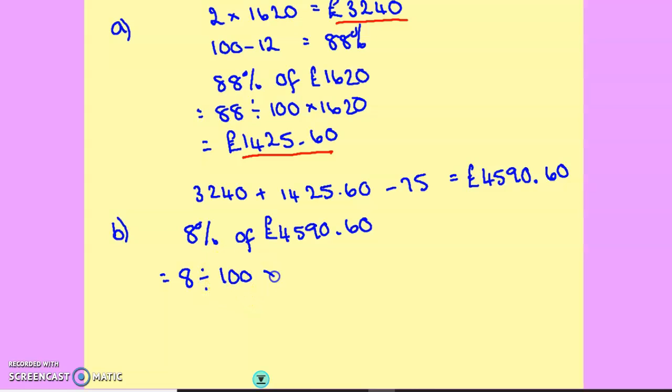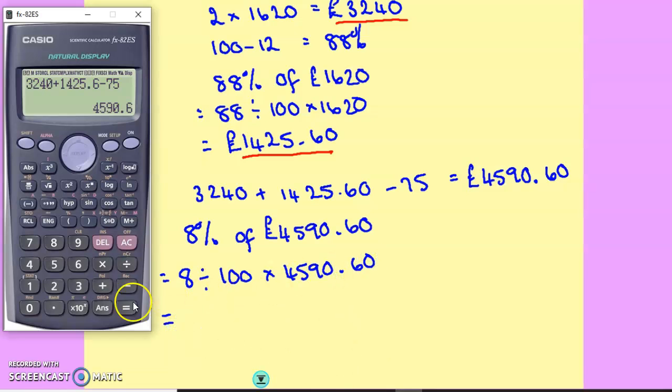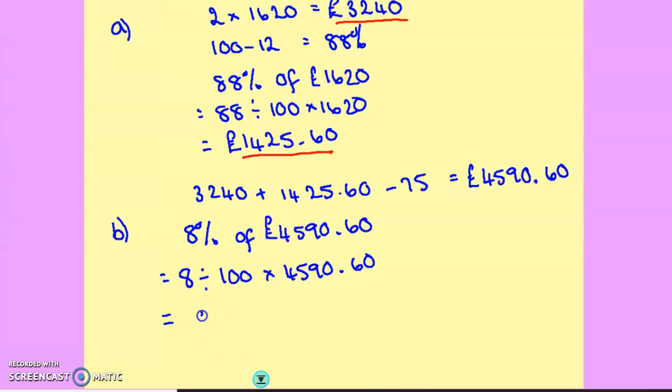£4,590.60. Percent as ever out of 100. So 8 divided by 100, 0.08 times 4590.6. There we go. Is 367.25. That's how much the three of them together would save.